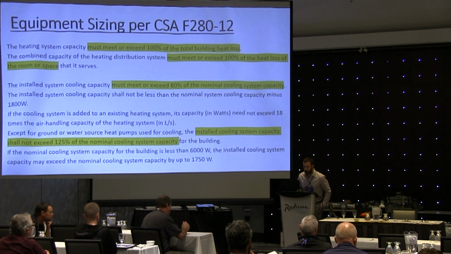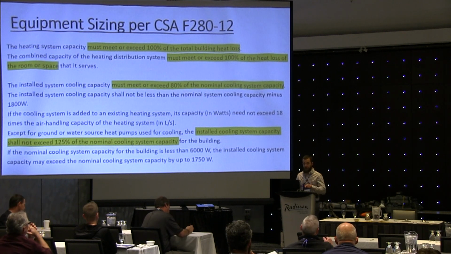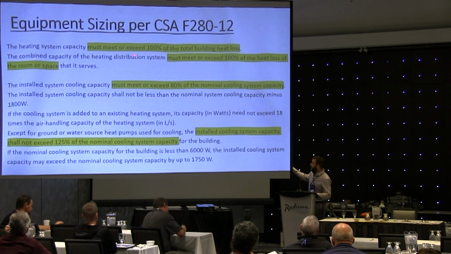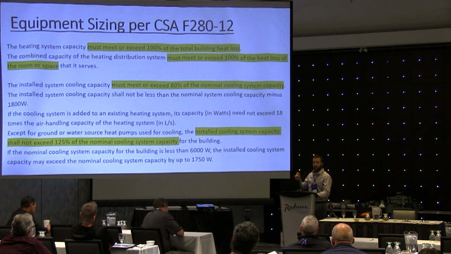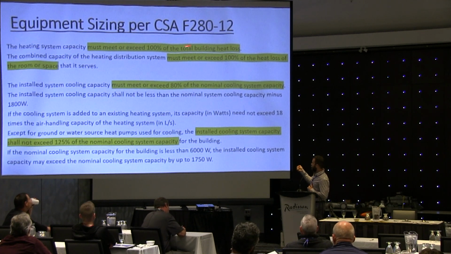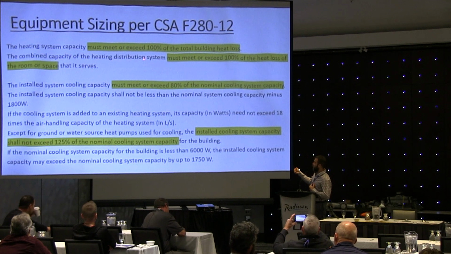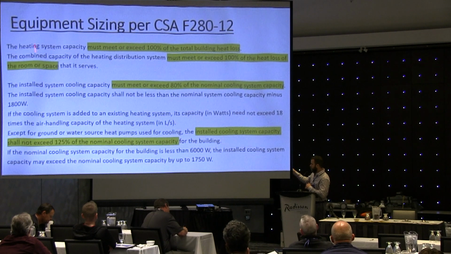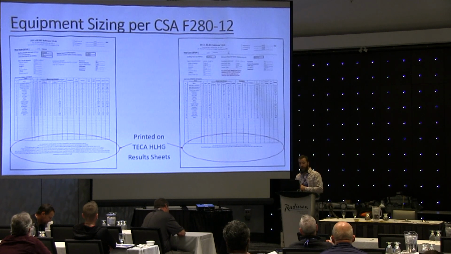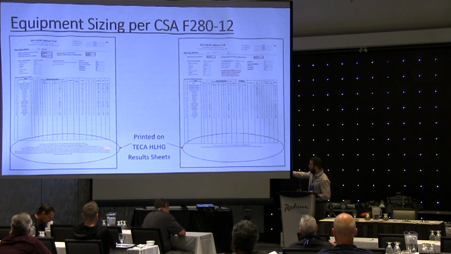Okay, guys, just a couple more slides I want to get through here. This one is relevant. In the CSA F280-12, there are all these items for actual appliance selection. The heating system capacity must meet or exceed 100% of the value. The combined capacity of the heating distribution system must meet or exceed, on and on. Quite a few for cooling, actually. I just wanted to show you these because they are code requirements. However, you don't need to memorize them. The software user doesn't need to memorize them. We duplicate them for you right here.